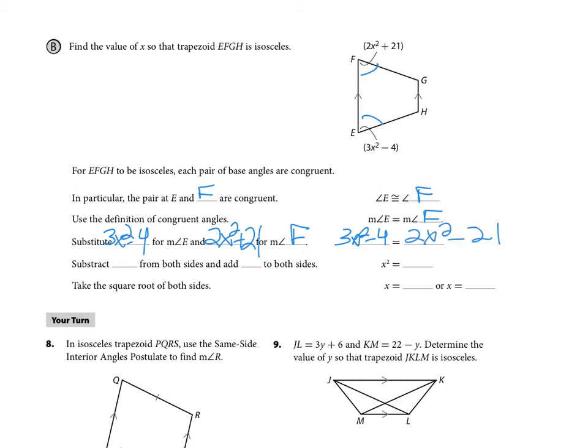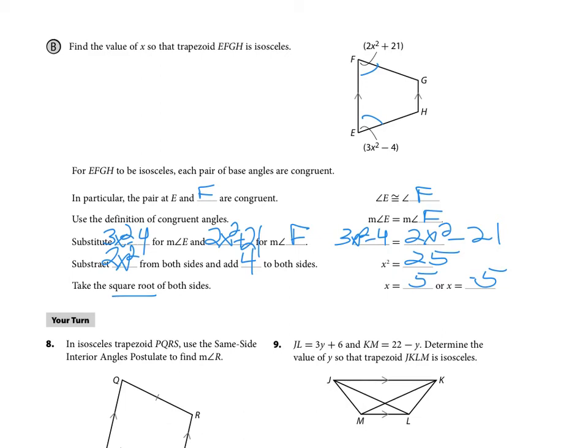And then some quick subtraction there just gets us to x squared, and then adding 4 to both sides is x squared equals 25. So subtract 2x squared from both sides and add 4 to both sides, and then finally take the square root anytime we have a squared variable. Notice we're going to get two values. We want to see if both of them are going to make sense. Both 5 and negative 5 squared will give us 25.